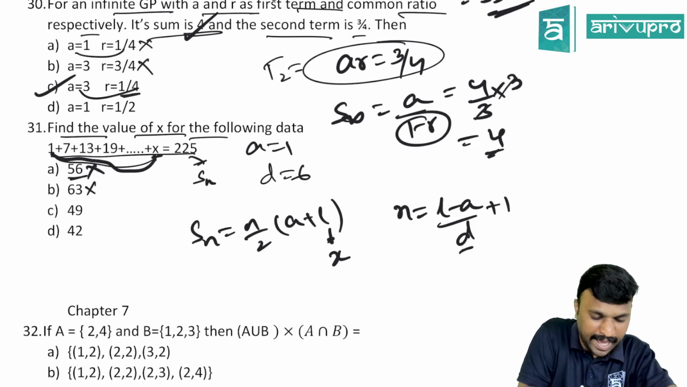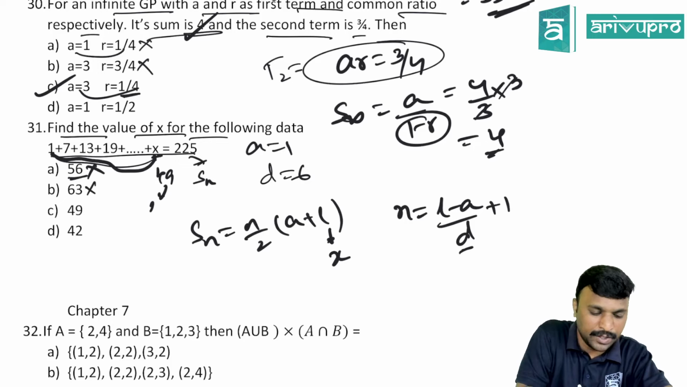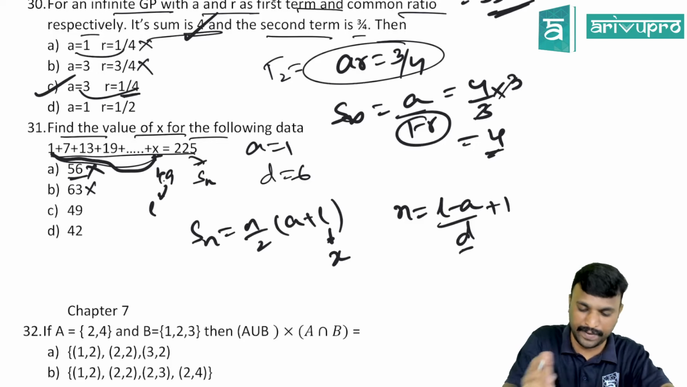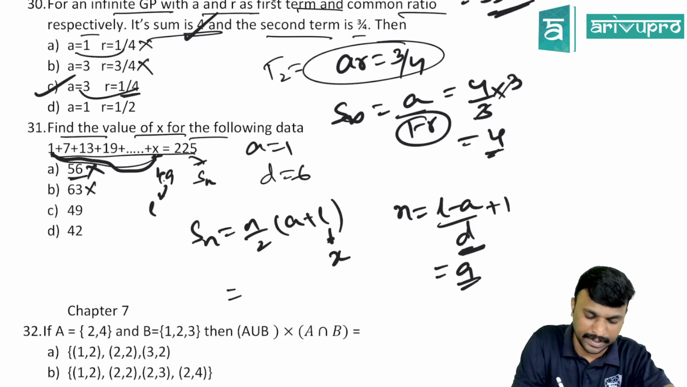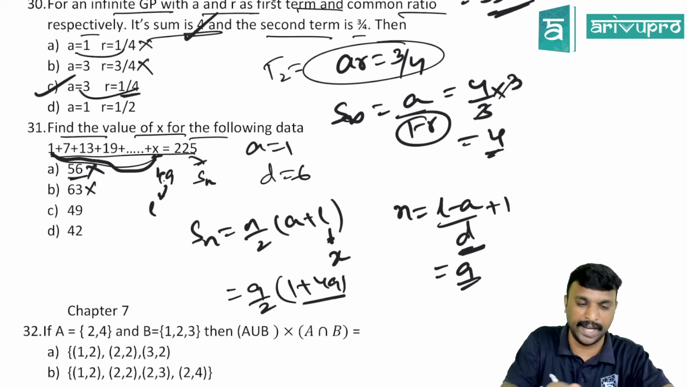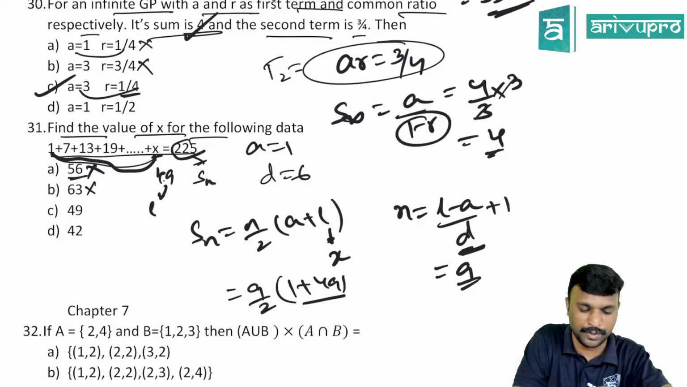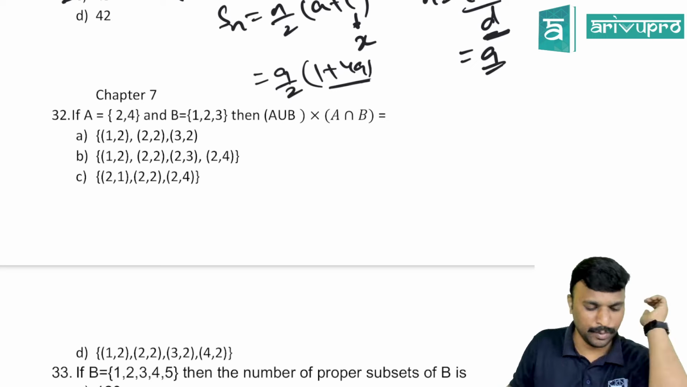Now, let's hit the X value as 49. If the L value is 49, then 49 minus 1 is 48, divided by the D value, 6, then plus 1, you get 9. So N value is equal to 9. Now use the formula N by 2 into A plus L. 9 by 2 into A plus L. A is 1, L is 49. X itself is L here actually. So 50 into 9 divided by 2, if you do, you get 225. The given sum is also 225. Therefore, option C is the right answer. Is that clear, everyone? So let's move on to the next question.